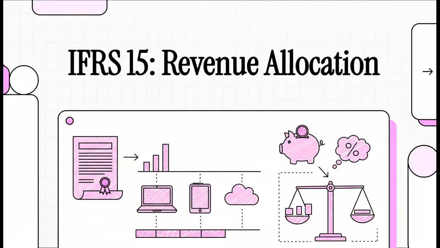All right, let's talk about something that can really trip people up in accounting. When a company sells a bundle of stuff, say a phone and a service plan, how on earth do they decide how much revenue goes to the phone versus the plan? This is all about step 4 of IFRS 15, and trust me, getting it right is absolutely crucial. So let's crack this code together.